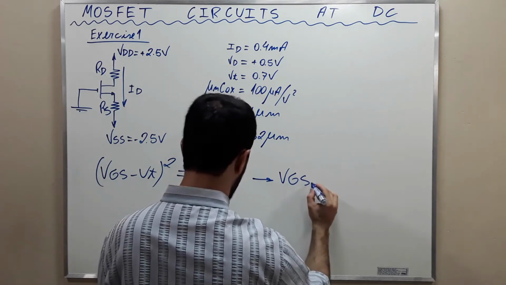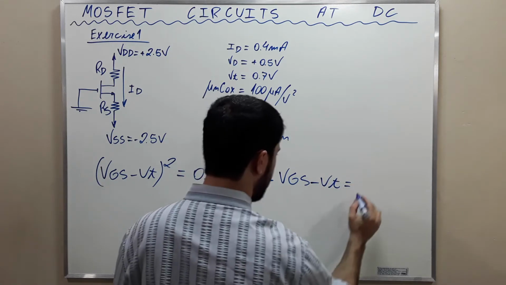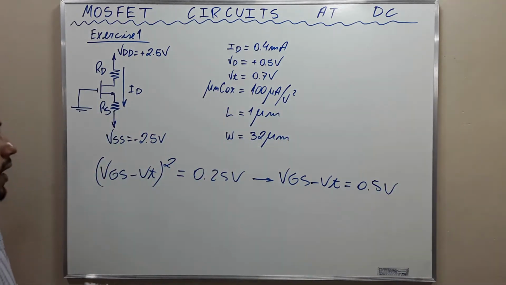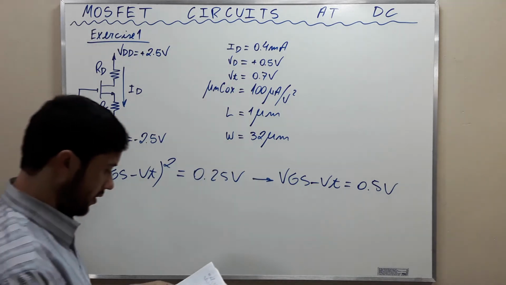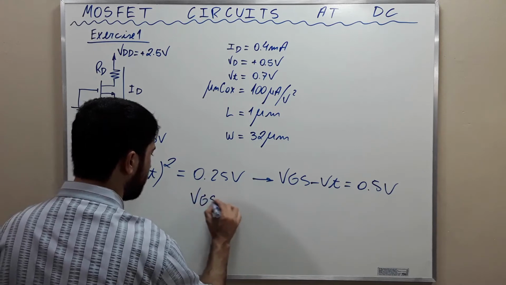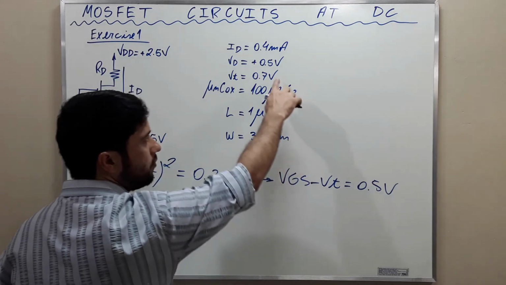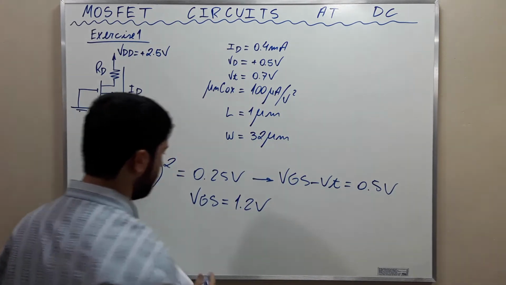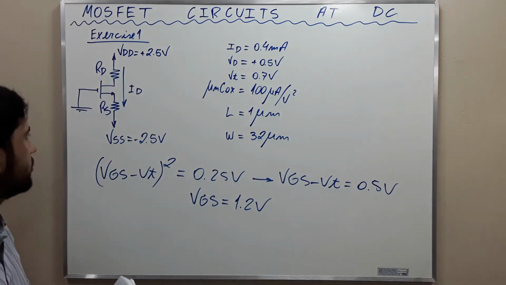If we continue developing this, we're going to find that VGS minus VT is equal to 0.5 volts. And since VT is 0.7 volts, we find that VGS is equal to 0.5 volts plus 0.7 volts, which is 1.2 volts. Okay, this is the value of VGS.